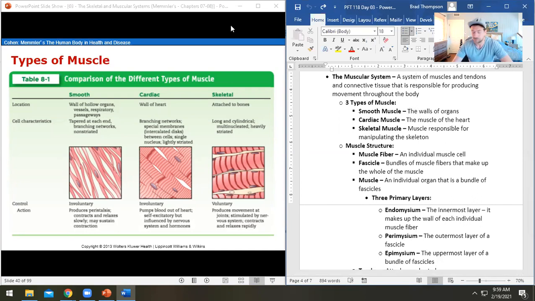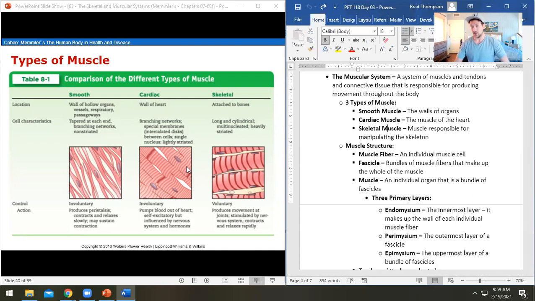Now, looking at just muscles all by themselves, you've got 3 primary types here. You've got smooth muscle. A really good example is the walls of your organs. Like your digestive system has to squeeze food around so that it travels throughout the whole system and eventually works its way out of the body, right? That is smooth muscle, right?